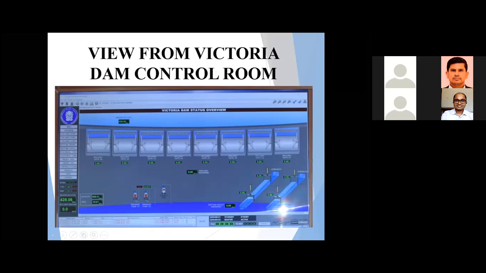You can see here two tunnels. These are two bottom outlet tunnels. We have two bottom outlets to discharge water in emergency conditions as well, and also for mud flushing requirements. Each tunnel consists of two gates. Here you can see two pumps to pump out the seepage water from the dam, which is collected inside the bottom gallery of the dam.